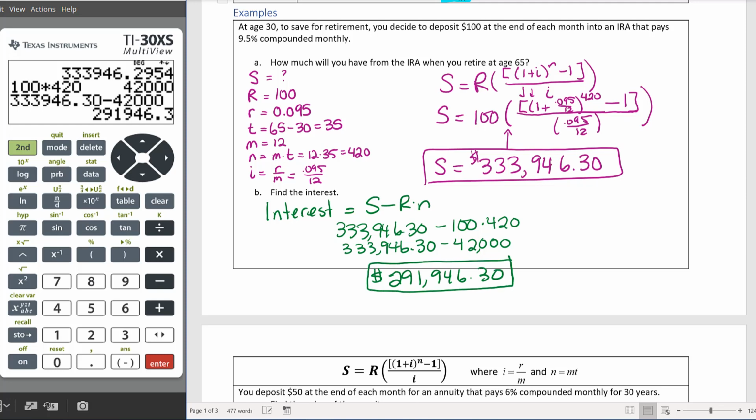All of that is what the bank paid you to let your money sit there that long. You only paid 42,000 in your recurring payments, but you have $291,946.30 in interest alone. Time is so critical when you are trying to save up. So if you have an opportunity to put away money when you're young, you're going to earn a whole lot more in interest than you will just in what you're paying each month. So this is a really good plan to start young.